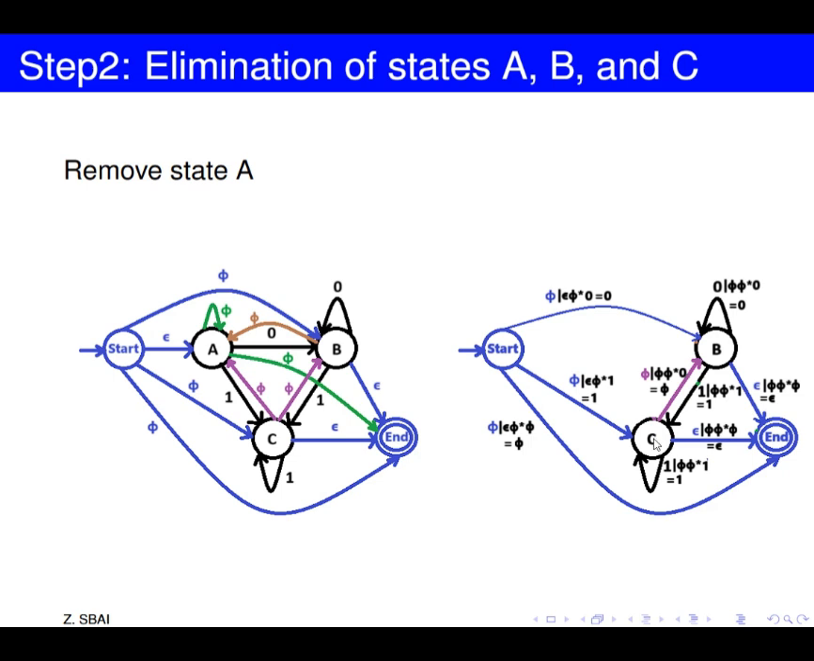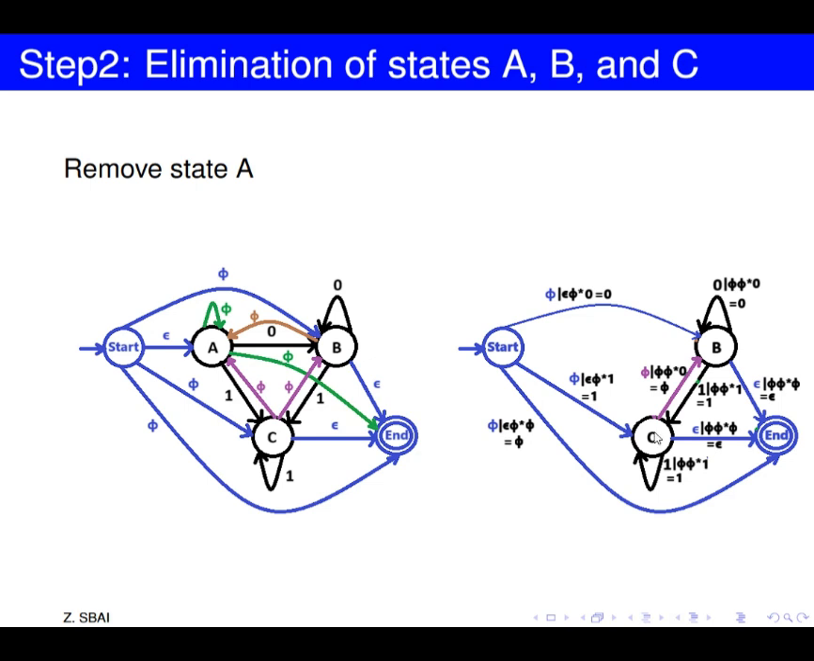Finally, for C, we will also change all the arcs going out of C. We will have from C to C this one, or we go to A with empty set, stay here with empty set star, and go back to C via this one, and the result here will be 1.